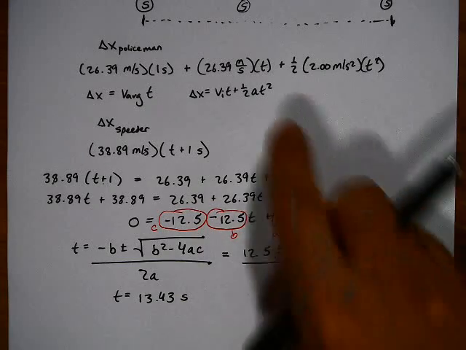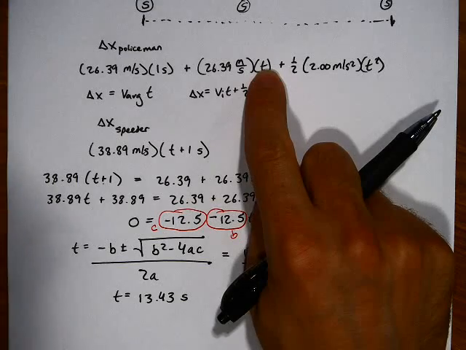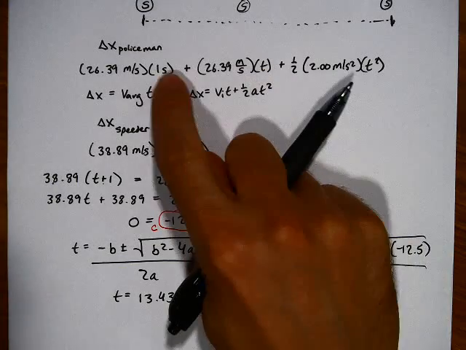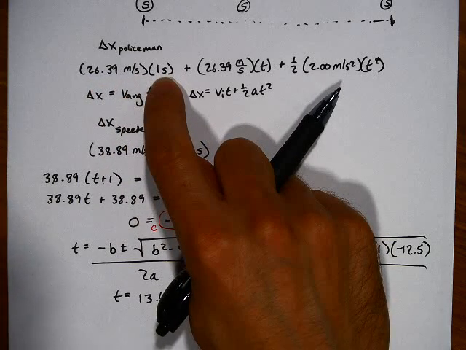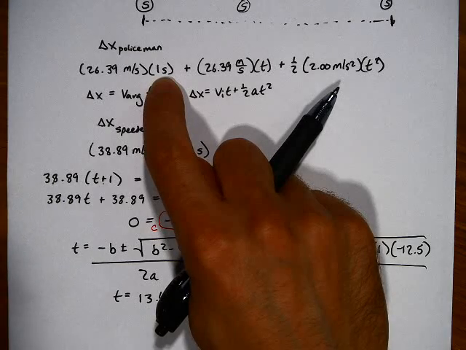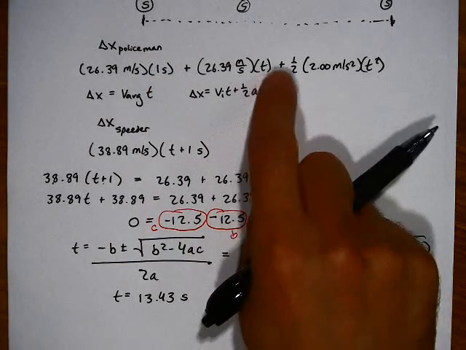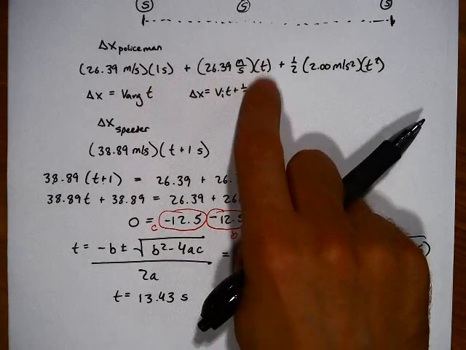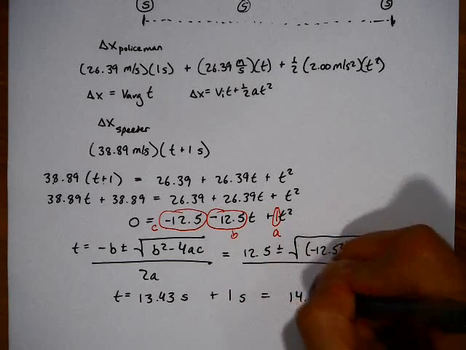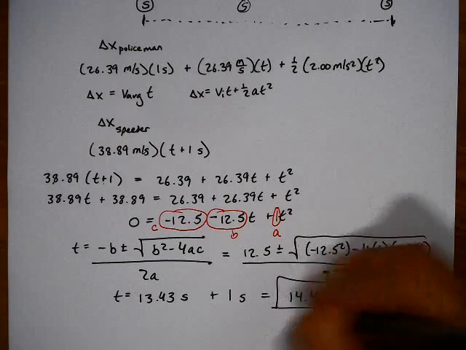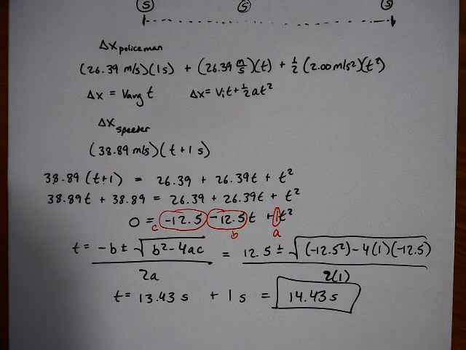So the police car was accelerating for 13.43 seconds after having gone a constant 26.39 for 1 second. In total, this entire chase took 14.43 seconds. There was the initial 1 second and then an additional 13.43 seconds for a total of 14.43 seconds. That's how long it took after the speeder passed the policeman for the policeman to catch up. So that's the answer. Now let me show you other ways of doing it.